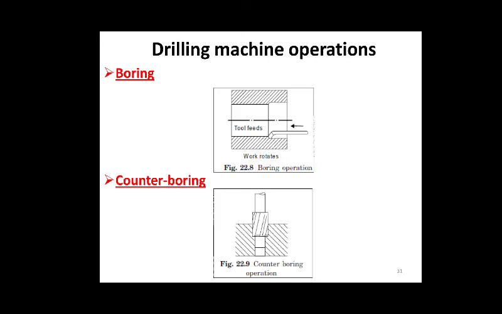Boring. It is the process of enlarging an already drilled hole by using an adjustable cutting tool, which is called a boring tool. This operation is used for finishing a drilled hole accurately and bringing it to the required size, as well as to correct the roundness of a hole. A boring tool has only one cutting edge.